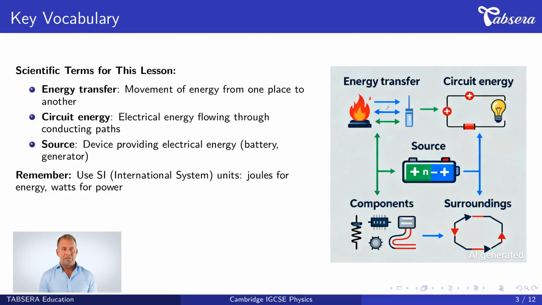This energy can be measured and calculated. Third, source, which means a device providing electrical energy, such as a battery or generator. The source creates the potential difference that drives current. Understanding these terms precisely is crucial. Remember to use SI units, joules for energy measurements, and watts for power calculations.